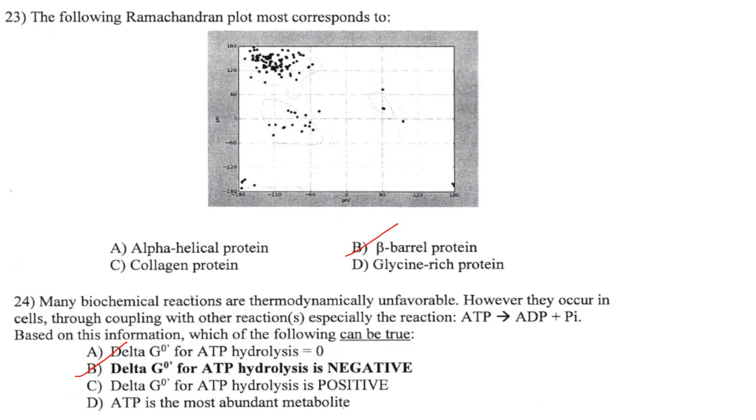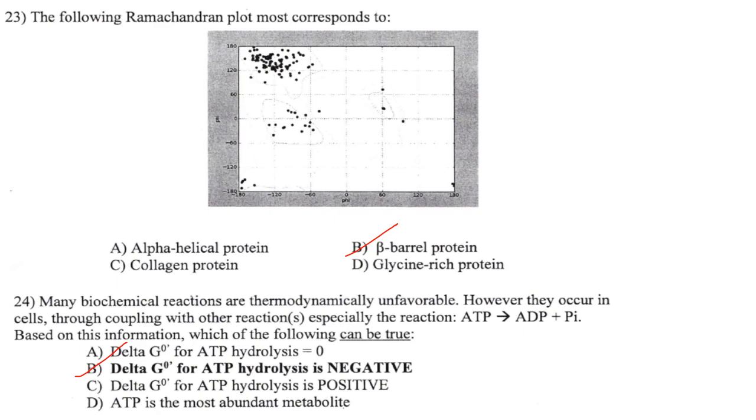Coming to the next question. The following Ramachandran plot most corresponds to. So if you see the Ramachandran plot over here, you have got the maximum over the beta sheet structure. Beta sheets are more prominent here, and beta sheets are prominent in beta barrels. So it corresponds to beta barrel protein. So the answer here is option B.